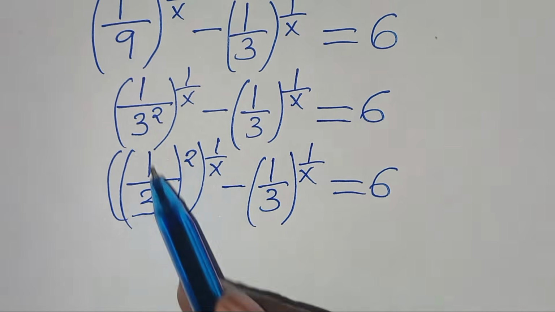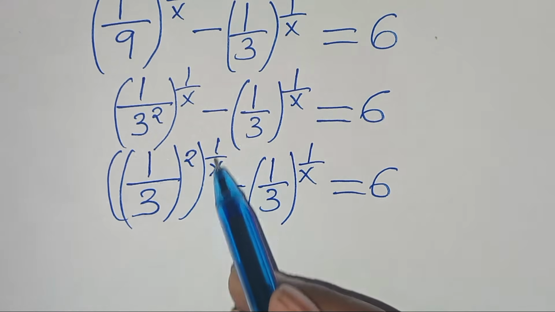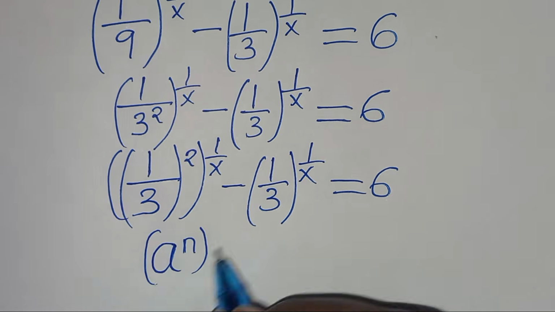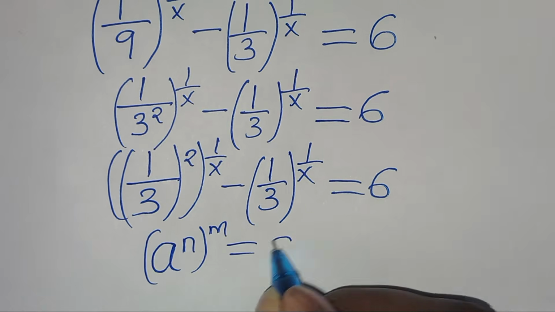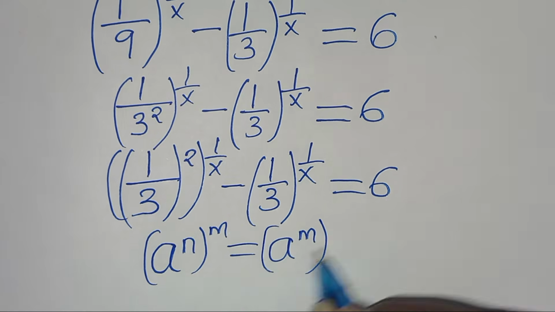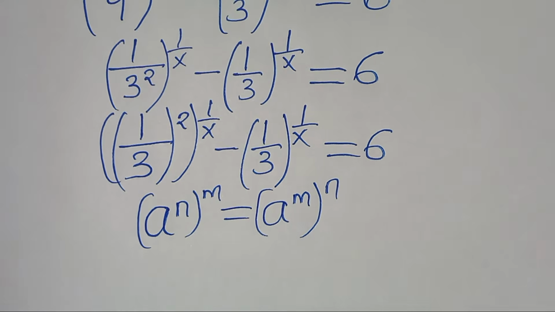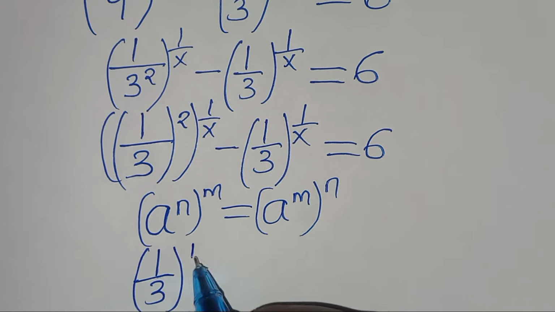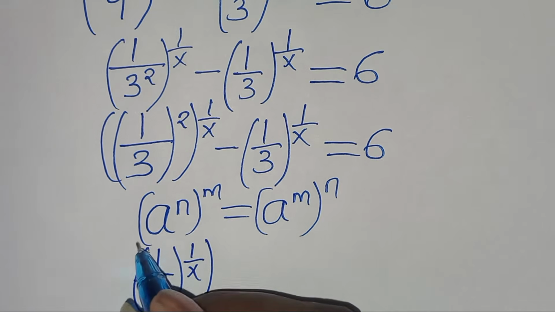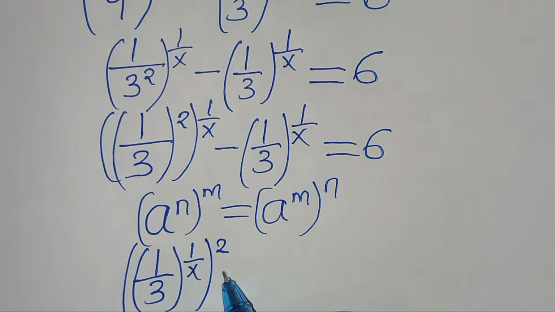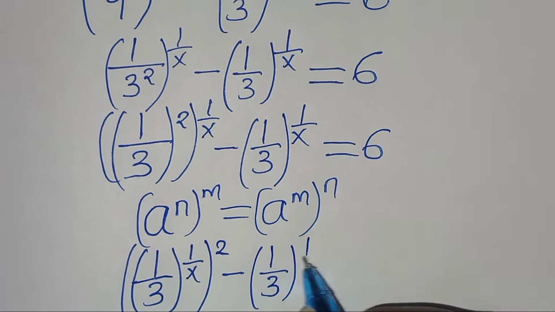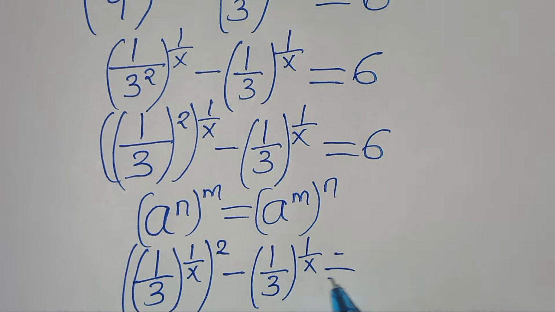Now we have (1/3)^2 raised to the power of 1 over x. This is in the form of a to the power of n raised to the power of m, which we can express as a to the power of m raised to the power of n. Applying this exponent property, we have ((1/3)^(1/x))^2 minus (1/3)^(1/x) equal to 6.